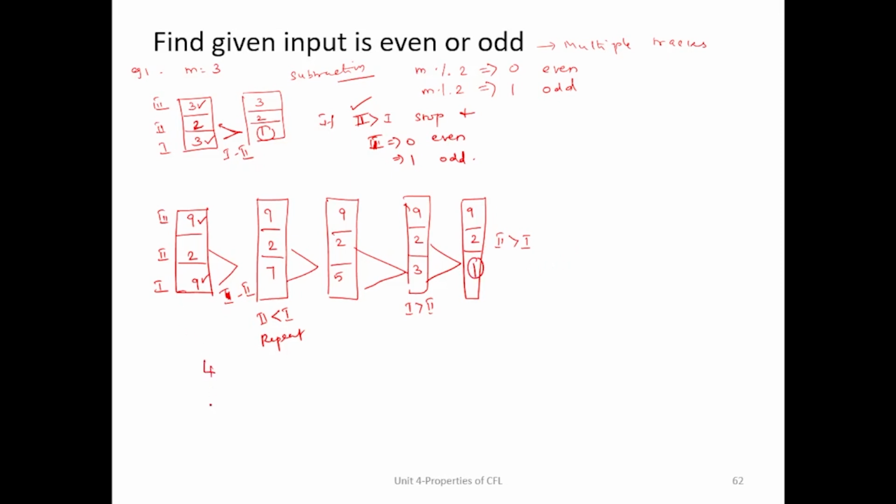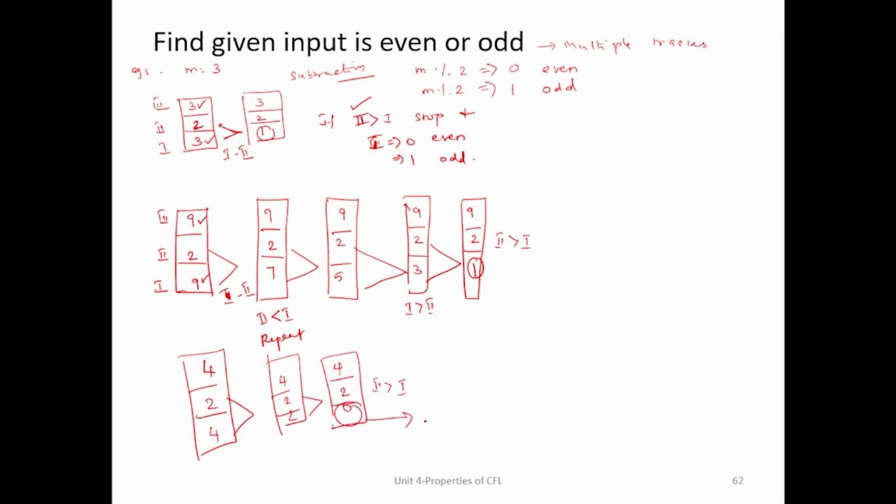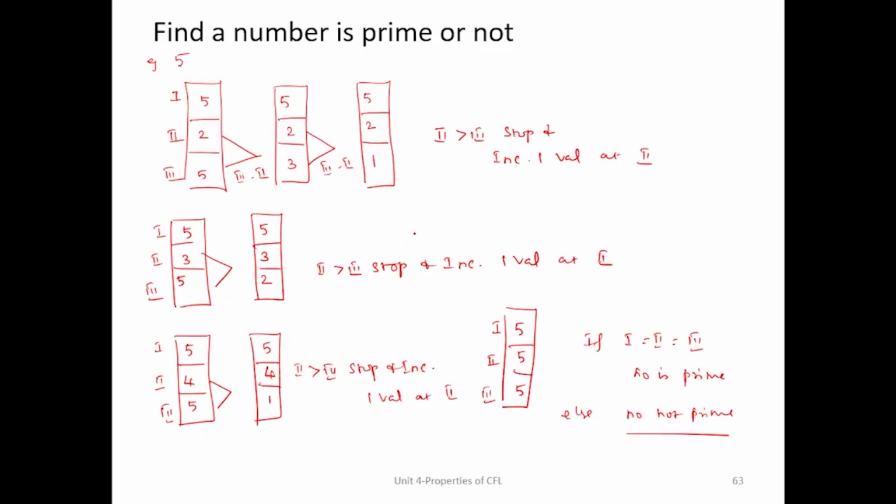For example, I am taking 4. So I want to check whether 4 is even or odd. So here layer 1 value is greater than layer 2. So subtraction means 4 minus 2. Again greater. So 4 minus 2 is 2, then 2 minus 2 is 0. So layer 2 value is greater than layer 1. So stop the procedure and check the value. So layer 1 contains 0 means the number is even. So in this way we can find out whether the number is even or odd.